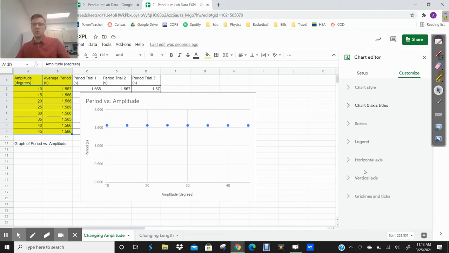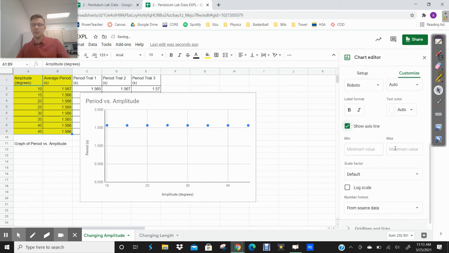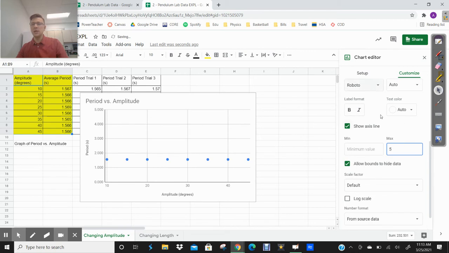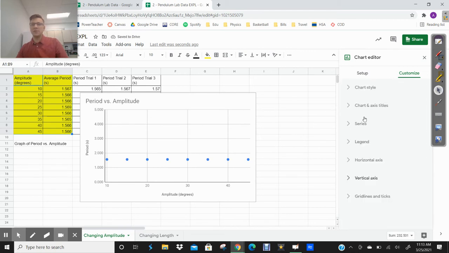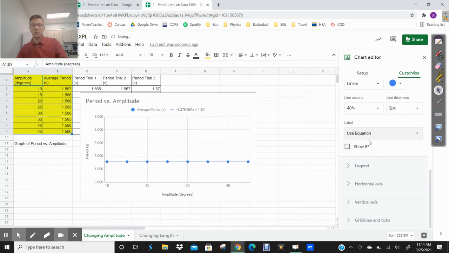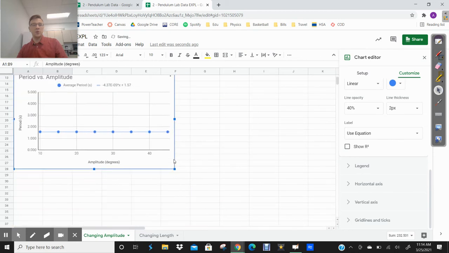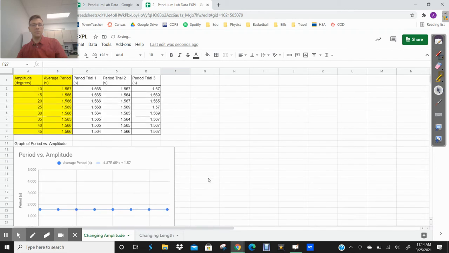And then I'm going to go down again to my vertical axis. I'm going to scroll down. I'm going to show the axis line. I'm going to make my maximum value 5, so it zooms out a little bit. And then I'm done with the vertical axis. We'll go back to series and scroll down, get a trend line on there. And then again, you don't really need to have an equation on there. You can put one on there if you want, but it is a flat line again, so no big deal on that. So I'll put this in, and then that goes into your lab report as well.